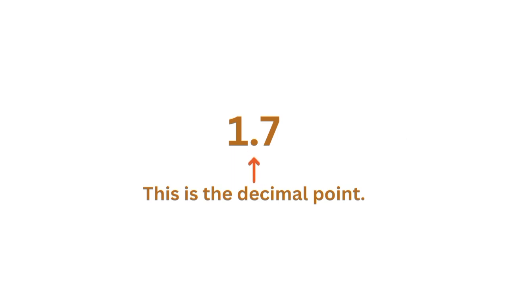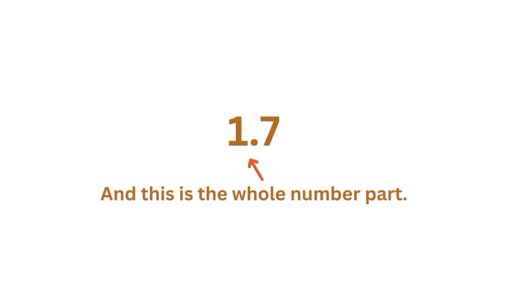First, we have to know what are the parts of a decimal number. This is the decimal point. This is the fractional part. And this is the whole number part.